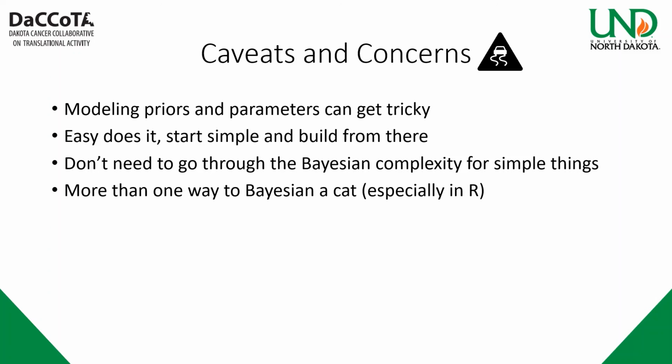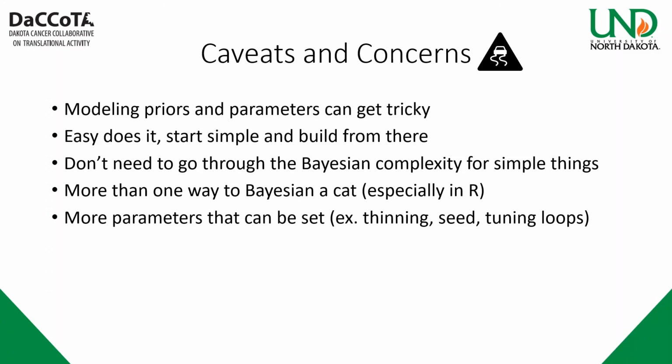I think there's at least 100, so you can find a way that works best for you. And then, of course, we didn't set all the parameters we wanted to. We didn't really do anything with thinning, seed, or tuning loops. There are a lot of ways you can treat both the MCMC and SAS and the RJAGS.